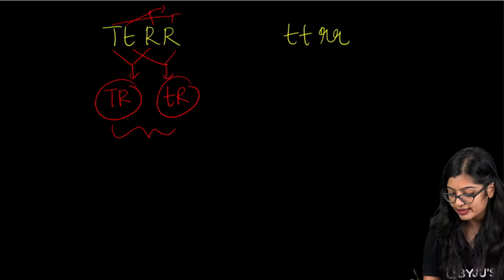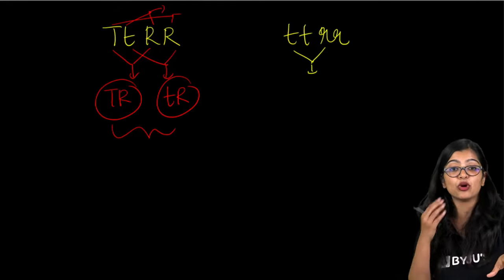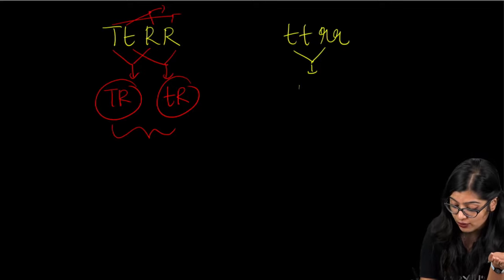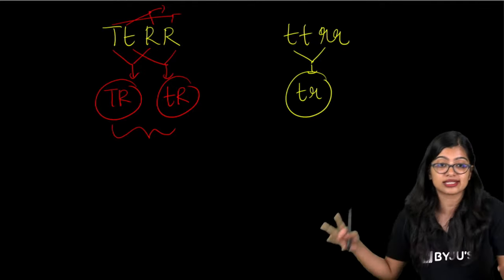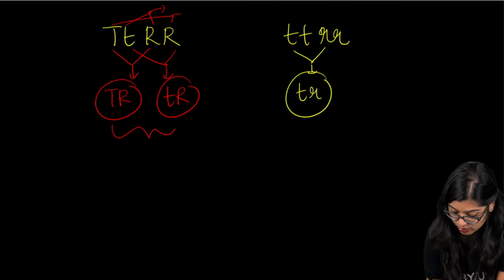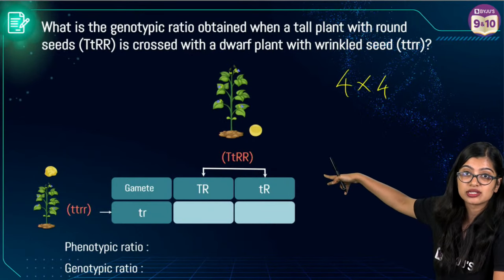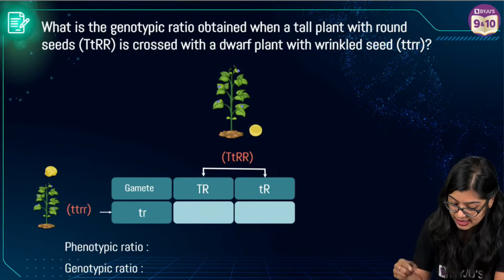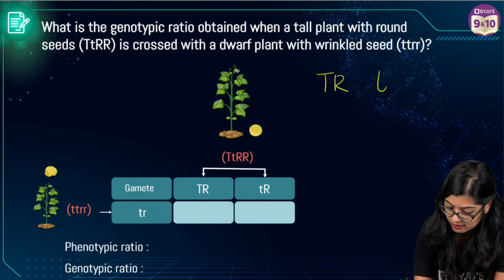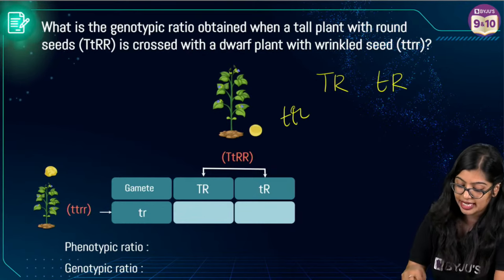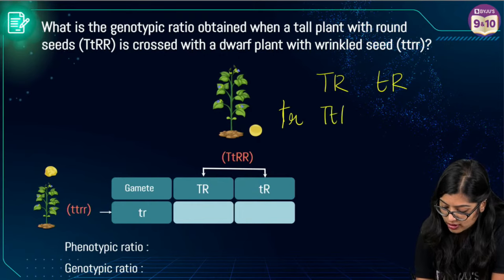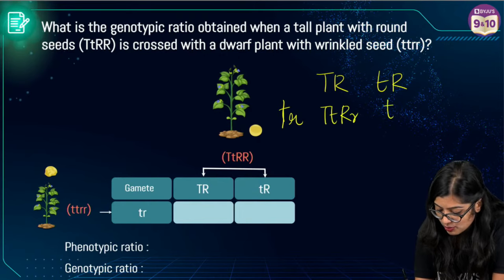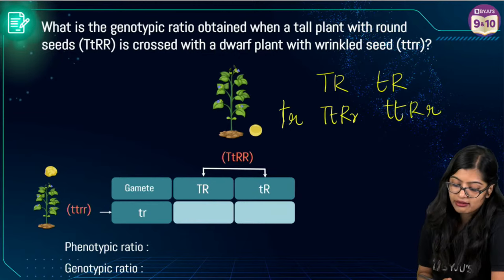Now, look at this one. They are homozygous pure, right? It is homozygous pure, which means all of them are in this form. So technically, even if you cross it how many ever number of times, what will you get? You have only two combinations, right? One is capital T, capital R, small t, capital R, and then you have everything which is small t, small r. Now you do the crossing for this. You'll get capital T, small t, capital R, small r. Then you will get small t, capital R, small r, right?